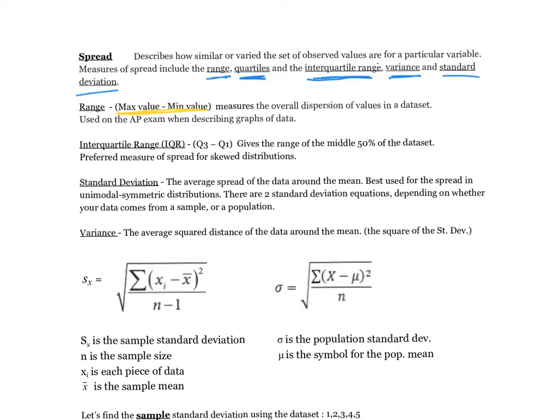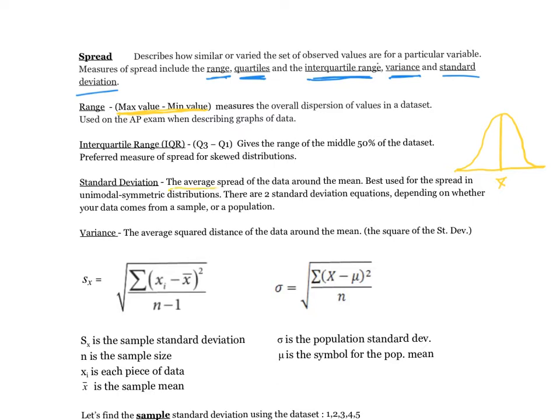Now, the standard deviation is another measure of spread, and that is the average spread of the data around the mean. Okay. It's best used for spread in unimodal symmetric distributions. So when we have a distribution that's a bell-shaped curve like this, that's unimodal symmetric, and we know that the mean is in the middle. The best way to describe that spread is to use this standard deviation. So when we have these unimodal symmetric distributions, we would use the mean as the center and the standard deviation as the spread.